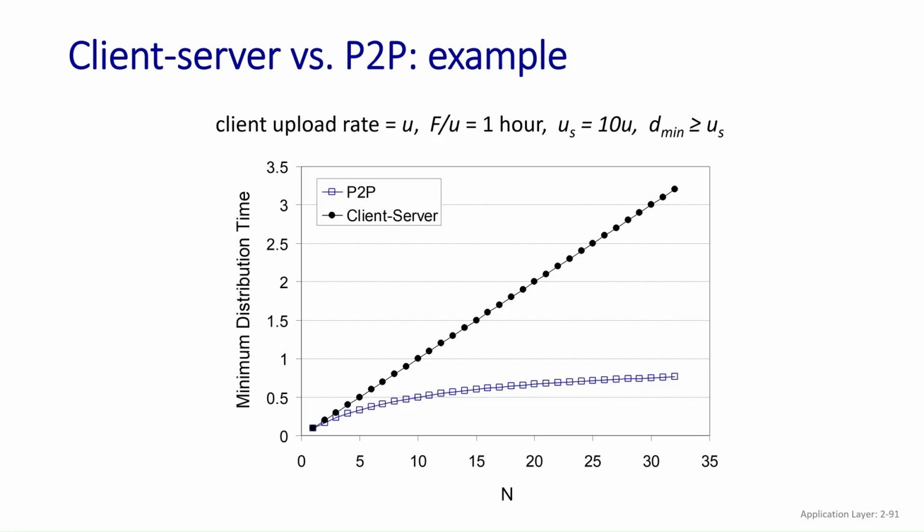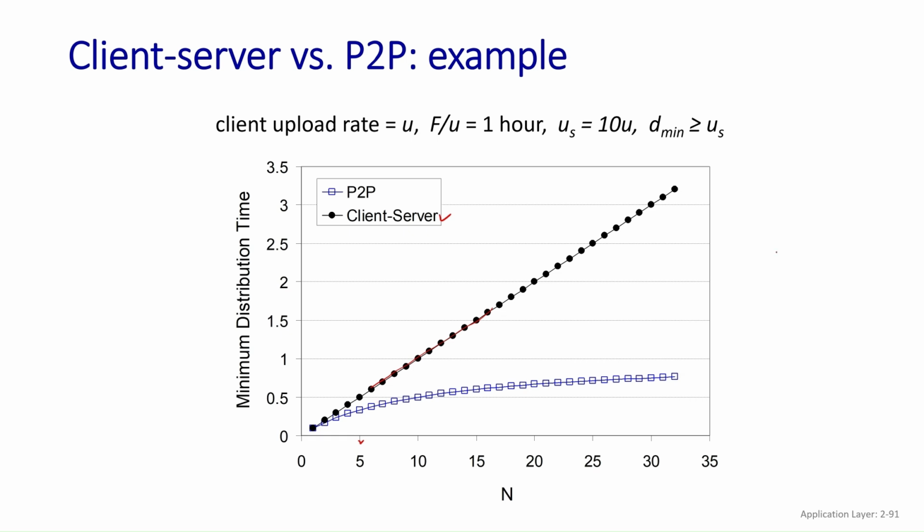This is a graph between file distribution time and number of files. On the x-axis we have the number of files, on the y-axis we have distribution time. So what does this graph represent? Client-server. If the number of files is increasing linearly, so is the distribution time.